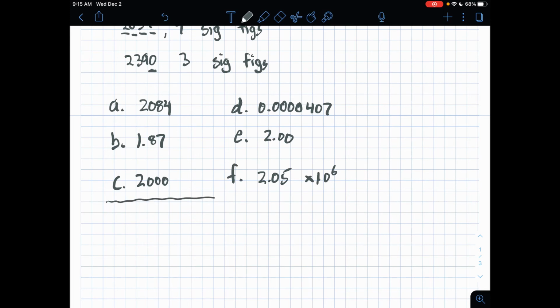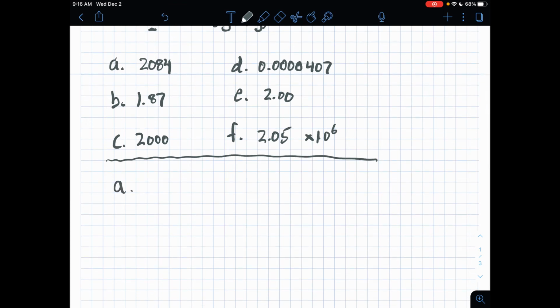All right, so for question A, the number 2084, using the rules that you saw above, you'll know that there are 4 sig figs. B, that'll be 3. C, that'll be 1. D, that'll be 3. E, that'll be 3. And F, that'll also be 3.